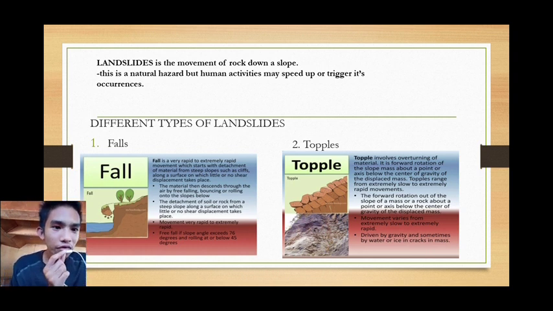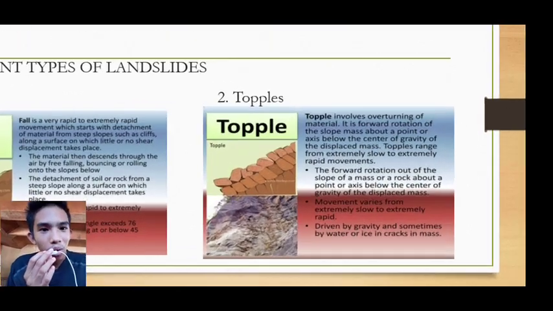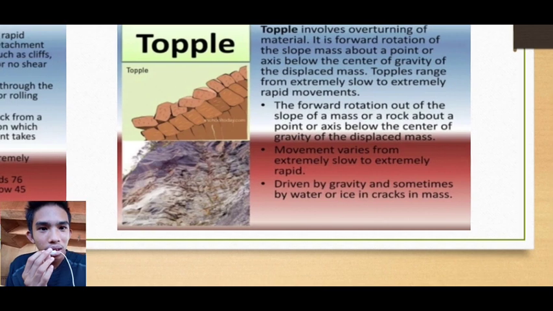Topple involves overturning of material. It is forward rotation of the slope mass about a point or axis below the center of gravity of the displaced mass. Topples range from extremely slow to extremely rapid movements, driven by gravity and sometimes by water or ice in cracks in the mass. So this is the topple landslide, as you can see in the picture.